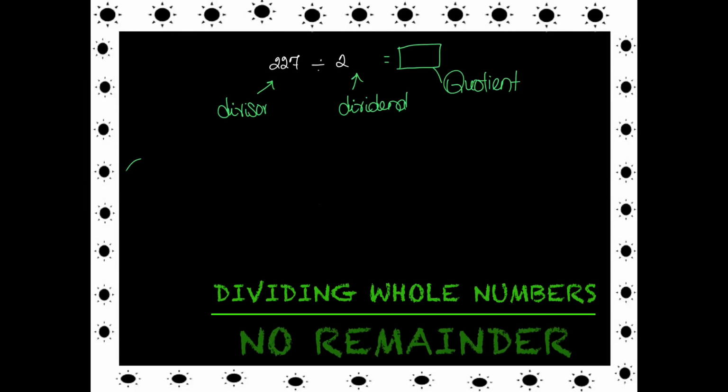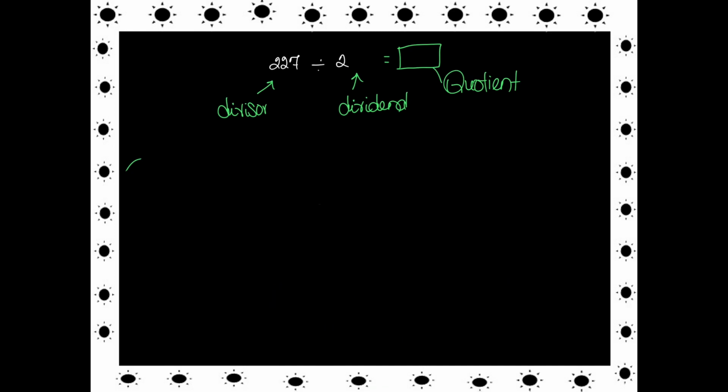All right, so here's another one. This one does not have decimal points, but I want to show you how they do it in fifth grade. So let's rewrite it into long division. 227 is our dividend, 2 is our divisor.